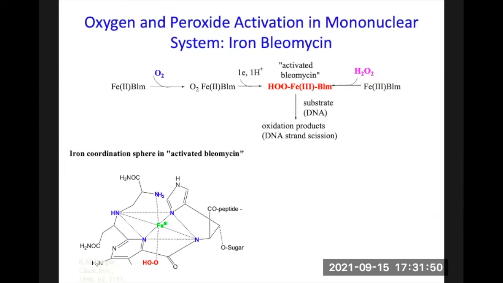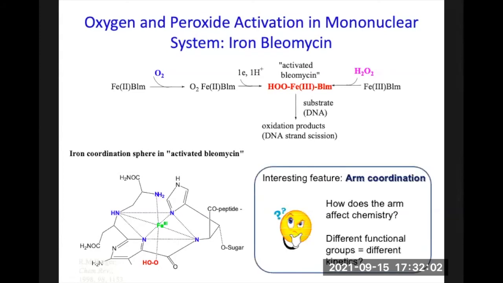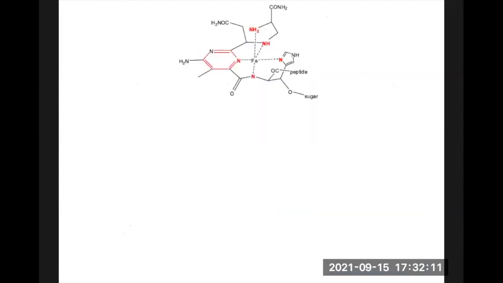It is also known that the arm, which coordinates at the axial position, has an effect on the redox properties of the catalyst. So we want to know if we change the functional group of the arm, how will it affect the chemistry of the catalyst?